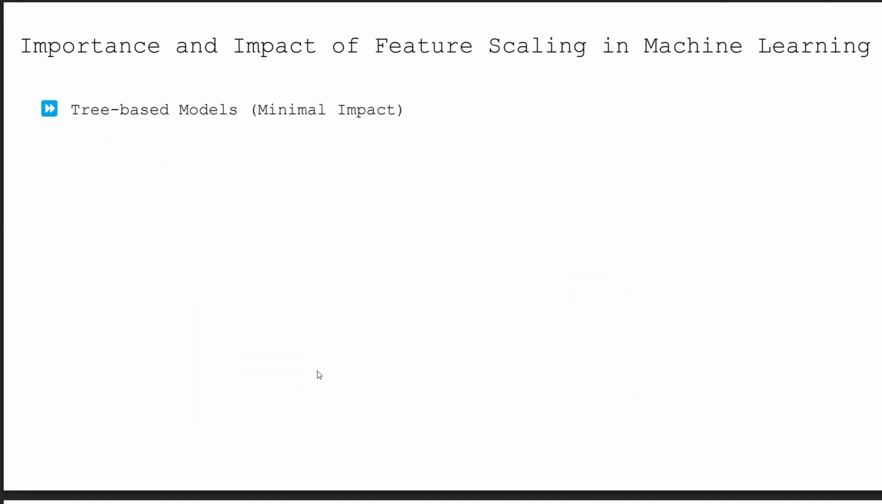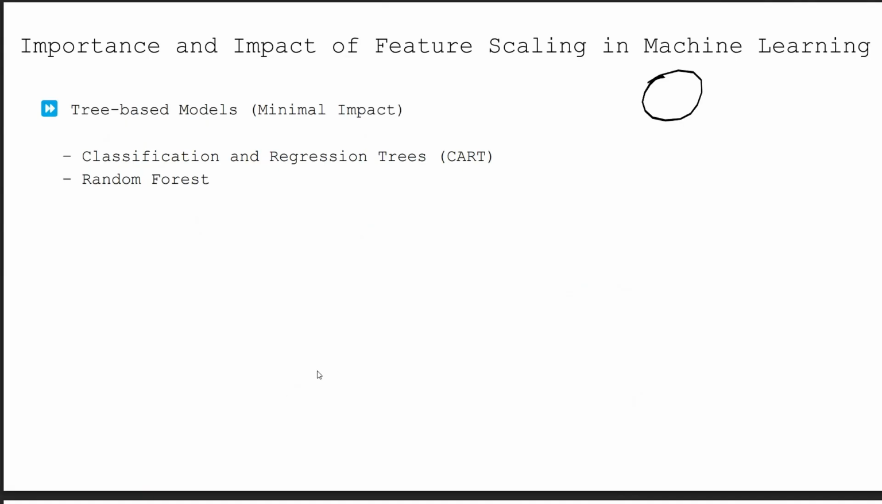The other models that we had are the tree-based models. These are the models which have a minimal impact in terms of feature scaling. Examples are the classification or regression tree, or the random forest. Let me quickly take one example, again the age versus income data set, to show how decision trees are formed based on answering questions. The question would be whether the age is less than 50 or not.